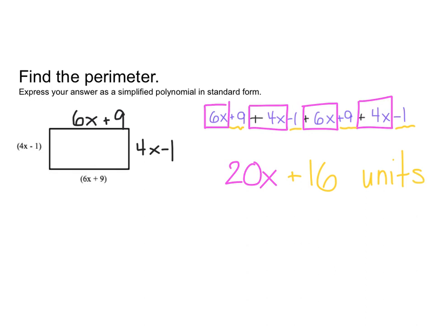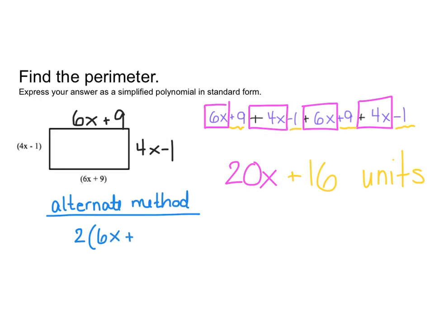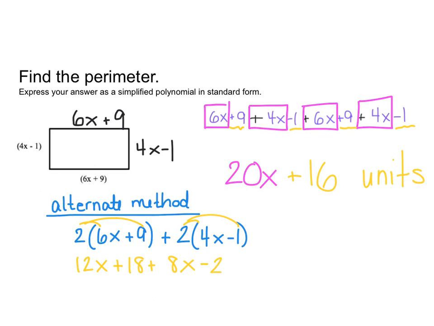I just quickly want to show you an alternate method. Some students look at this and recognize that there are two sides that are 6x plus 9. So they go, well, if I just double that side and double the other side, which means they'll end up using the distributive property, you will get the same answer. So this would be 12x plus 18 plus, distribute this 2, 8x minus 2, and then secondly, combine your like terms. You will still get 20x, and then your constants would be plus 16 units. So whichever way you prefer would be fine.